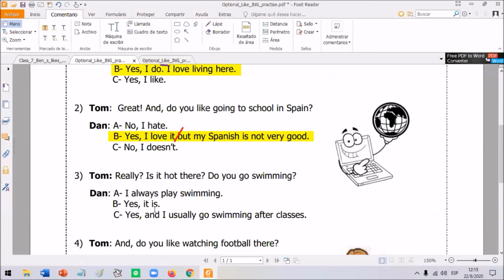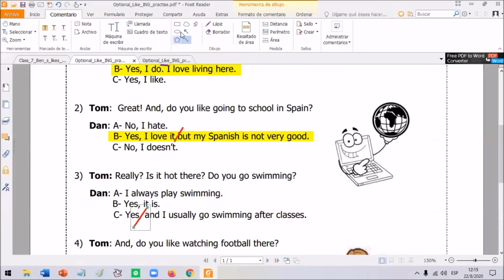Yes, it is. Acá me pasa lo contrario, me responden solo a la primera pregunta. Is it hot there? Yes, it is. Pero del otro no me respondió nada. A ver, la última, si responde las dos. So, las preguntas eran, is it hot there? Do you go swimming? Yes. And I usually go swimming after classes. Okay, this is perfect. We have the two answers.